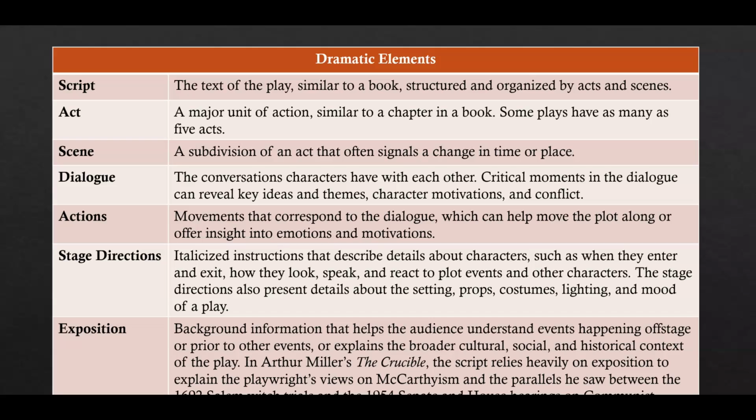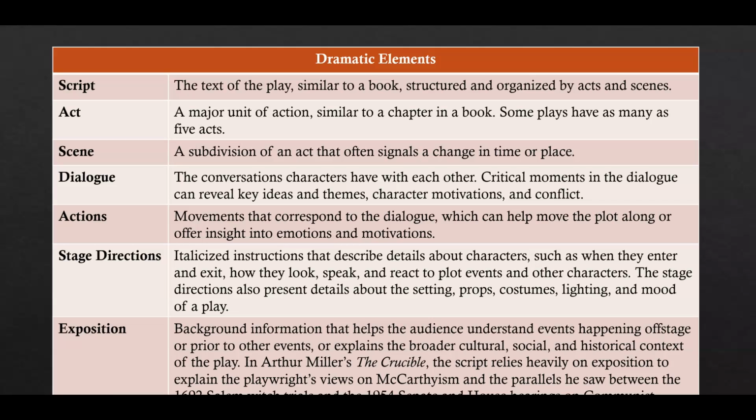There are also various dramatic elements such as script, act, scene, dialogue, actions, stage directions, and exposition. Now, a script is the text of a play. Like a book that's organized into chapters, scripts are actually organized by acts and scenes. Acts are the major units of action. They would be the closest equivalent to a chapter in a book, and plays have as many as 5 acts.